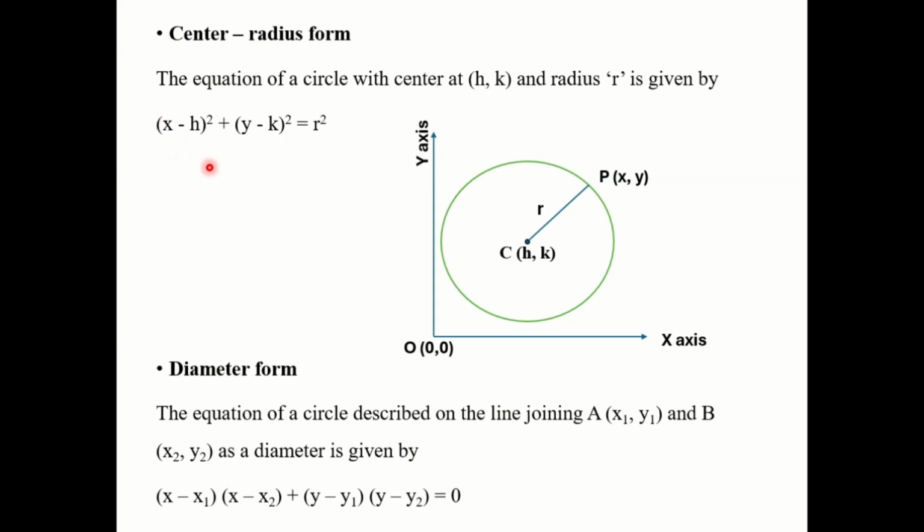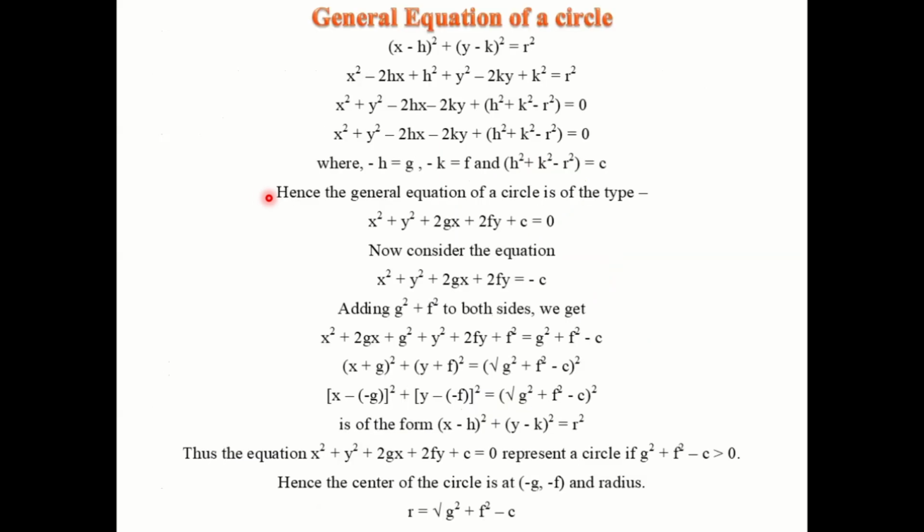Now we are going to see the general equation of circle. In these slides, we are going to study how to find the general equation, and when the general equation is given, how to find the center and radius. This is the center radius form. We have seen in the previous slide, that is (x minus h) square plus (y minus k) square is equal to r square.